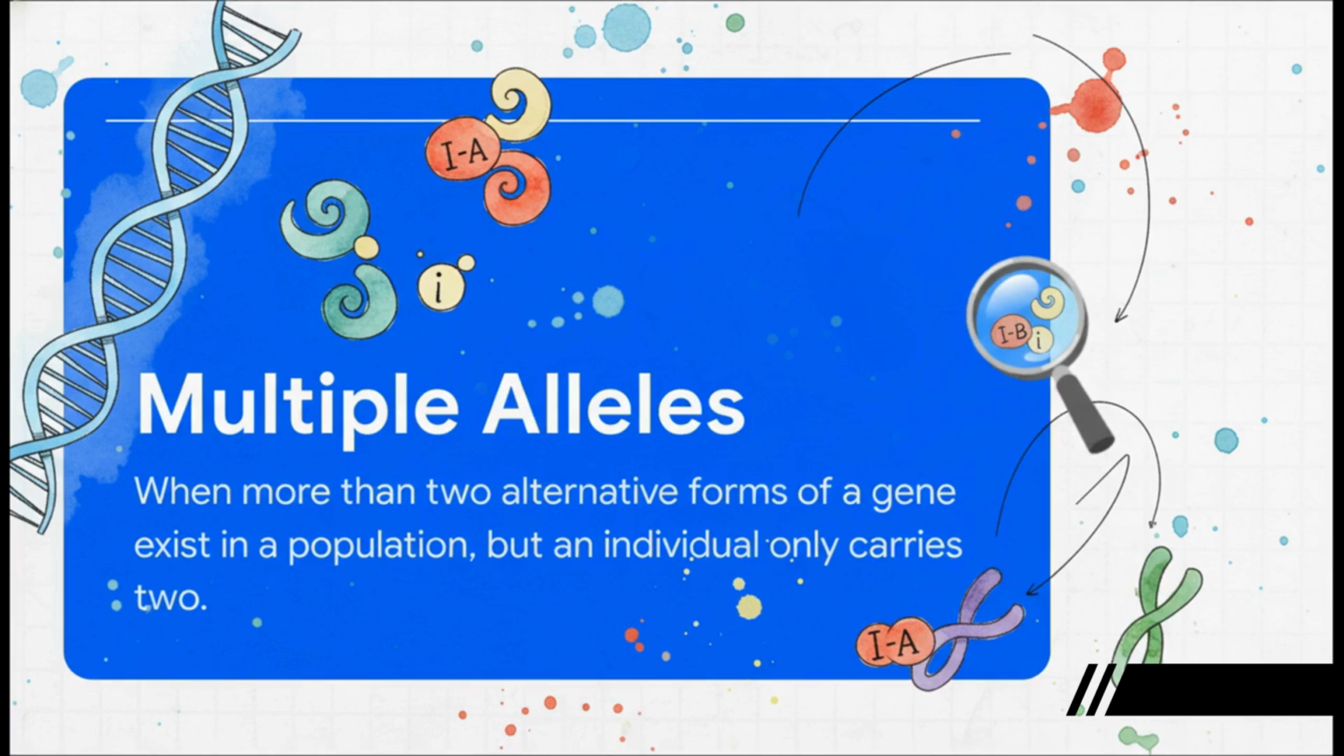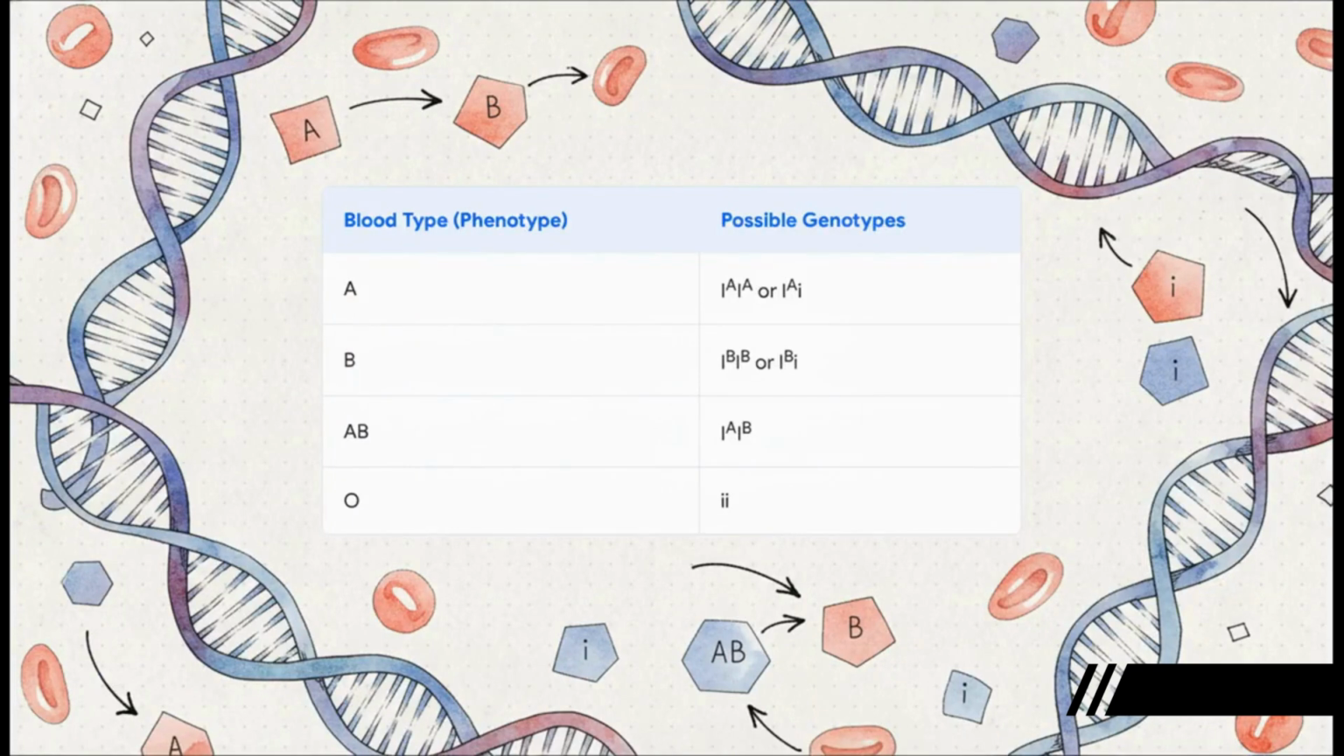But, and this is super important, even if there are a dozen options in the population, any single one of us can only have 2 of them, right? One from each parent. And this table just shows so brilliantly how all these ideas work together. Take a look. Blood type A, that can come from 2 different genotypes. Same for B. Type O is purely recessive, easy enough. But look at blood type AB. The genotype is IA-IB. This is where multiple alleles and codominance totally meet.